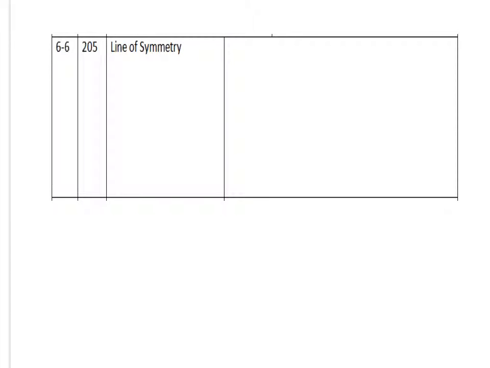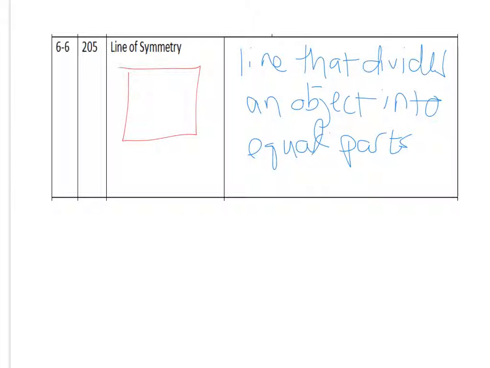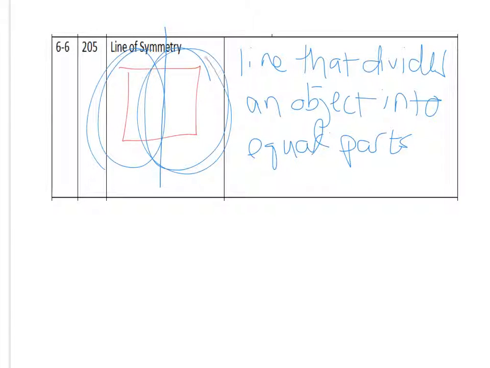Okay, you're also going to be talking about symmetry today. So a line of symmetry is a line that is basically in the middle, so both sides are the same. So a line that divides an object into equal parts, we'll say. Don't judge my handwriting. So a line of symmetry, for example, if we had a square, a line of symmetry in this case might be one right down the middle. Okay, right, because the stuff that's on the left side is the same as the stuff that's on the right side.